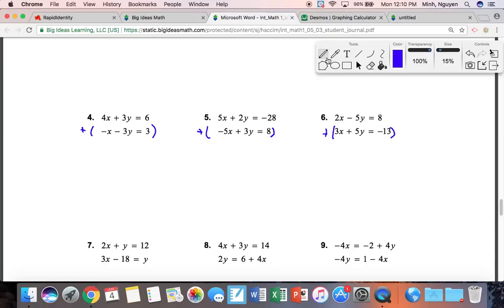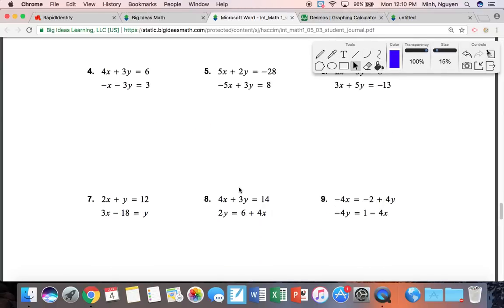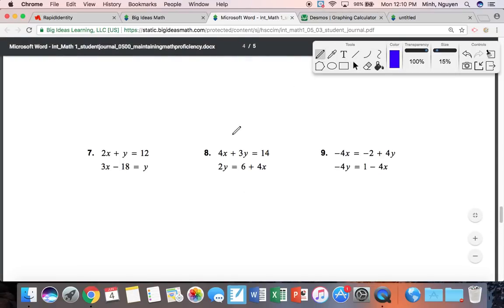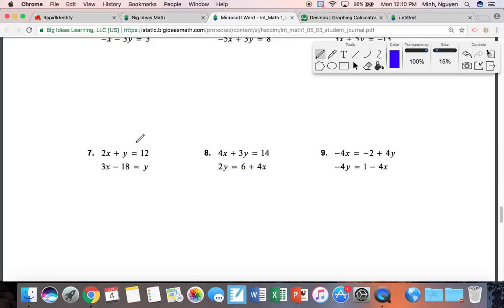Oh, here's one that's just different. So this is good for me to go over with you. Okay, so we can't eliminate anything yet because the y is on the other side. So here's what I'm going to do. I will subtract y to bring it over here. So I have 3x minus 18, and I'm going to retype the first one because I'm not doing anything with it at all. So I'm just going to leave it there. So I have 2x plus y equals 12. So I just copied that.